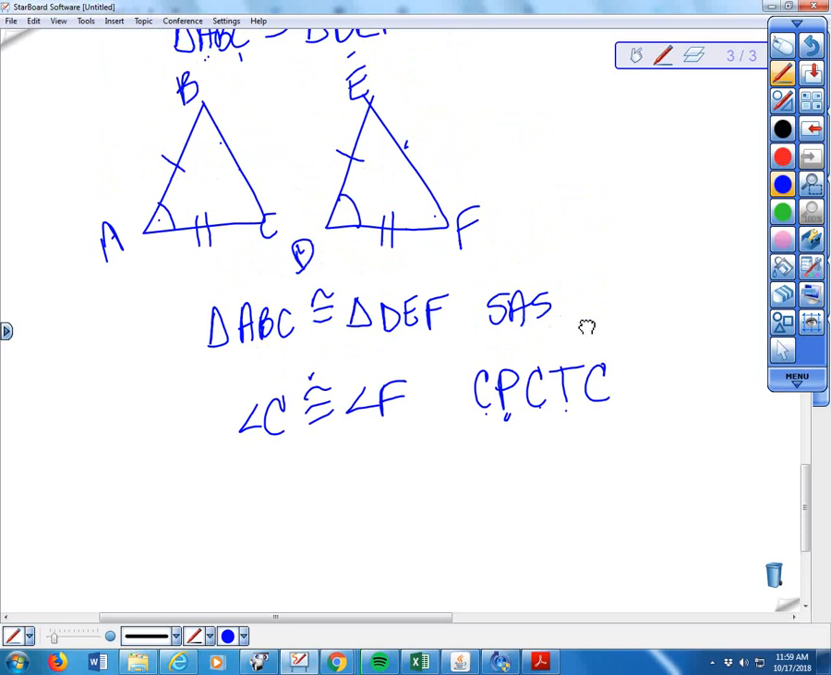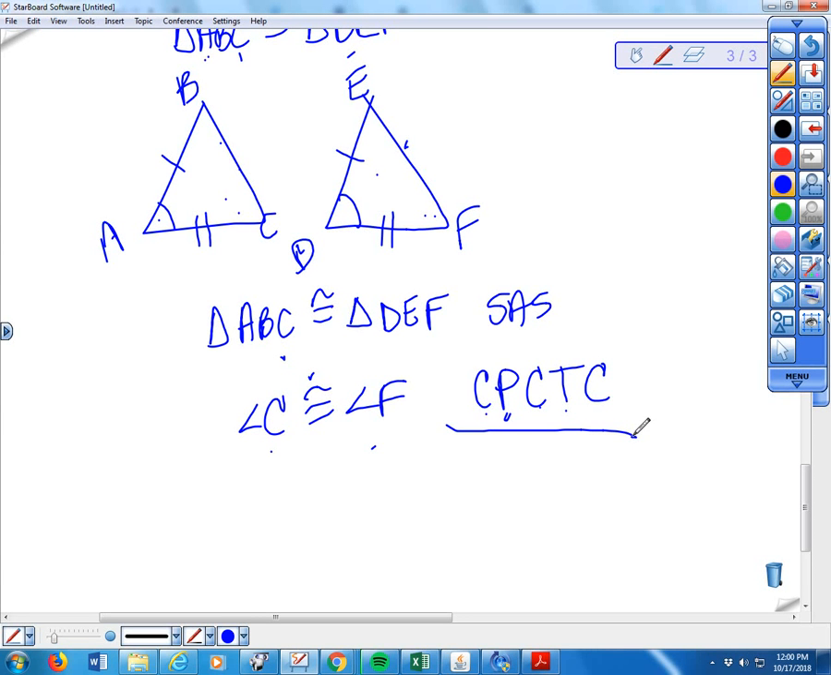And what that means is, if these two triangles are congruent, angle C and angle F are corresponding parts of that triangle, right? C correlates to F. It's a corresponding angle. So if I want to prove that C is congruent to F, after I've proven these triangles are congruent, my reason is because corresponding parts of congruent triangles are congruent.